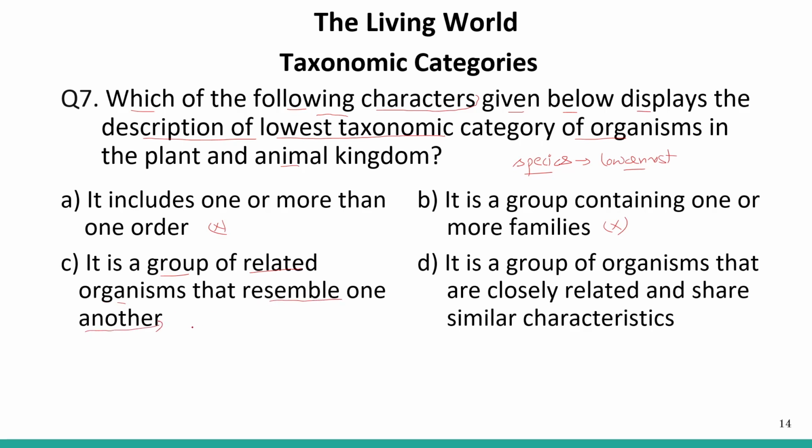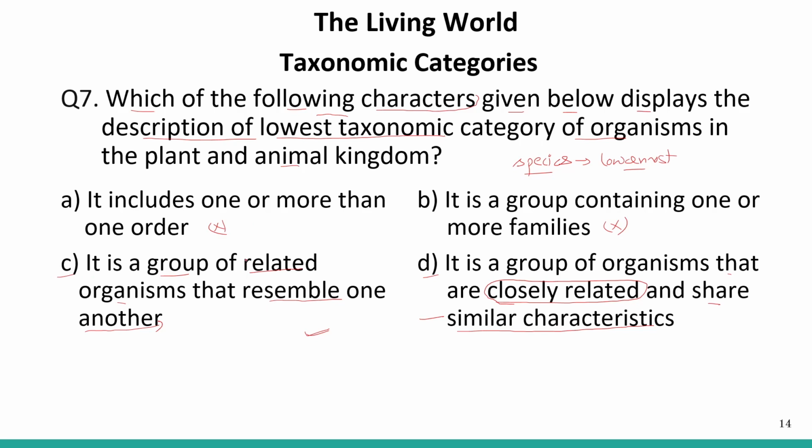Alright. So we will talk about this. Option D says it is a group of organisms that are closely related. Okay, a group of organisms that are closely related and share similar characteristics. So these points are a little bit similar, option C and option D. So what should be the correct answer from them? Again, coming back to the question, option C.